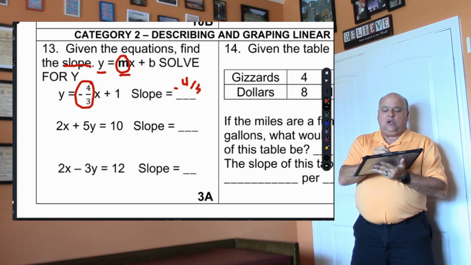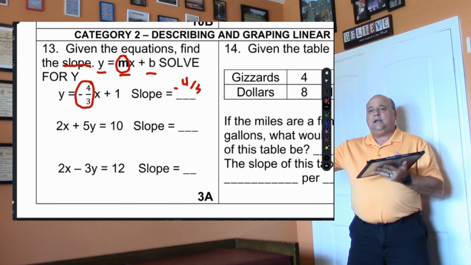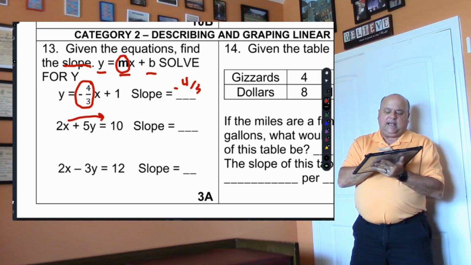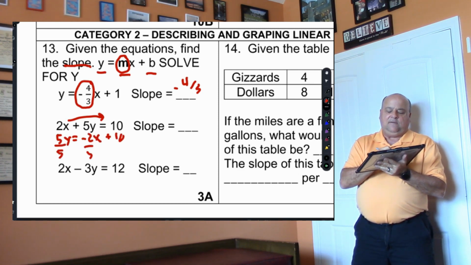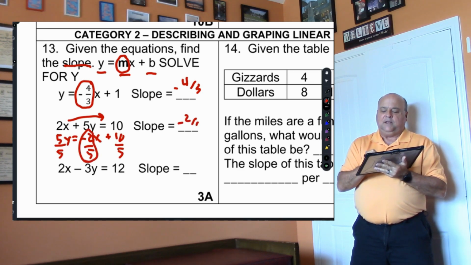Now then on the next two, we need to solve it for y. We want y equals x the number. So we got to move the x to the other side. When we do that, the positive 2x turns negative. And then we divide by 5. And this right here is my slope, -2/5.